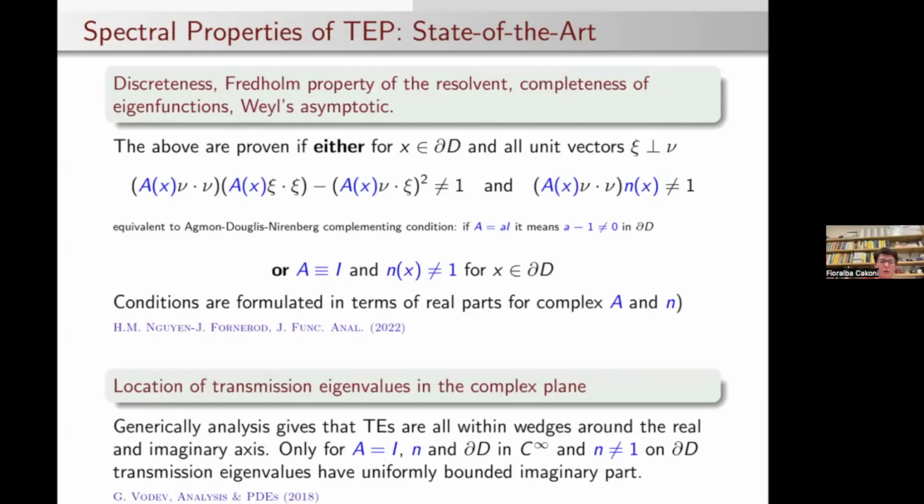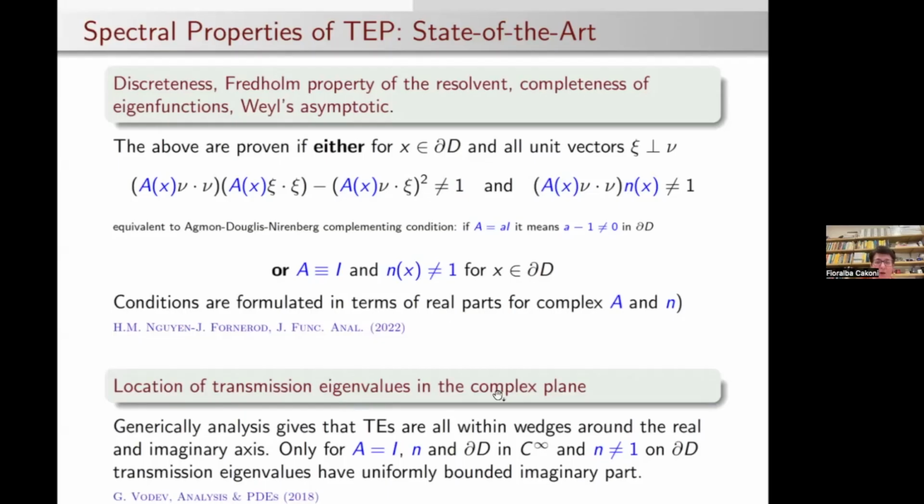I have mentioned only the work that actually has the state of the art results for various issues. So the discreteness, Fredholm property of the resolvent, and completeness of eigenfunctions, together with asymptotics in the general case, are provided in this work under some sort of ellipticity condition on the boundary. All right, so it's equivalent to the Agmon-Douglis-Nirenberg complementing condition, right? So then you'll see that if A is identity, this amounts to n being different from one on the boundary.